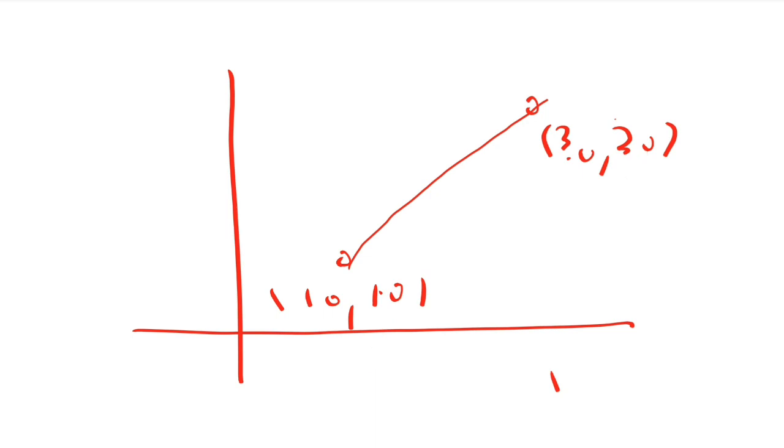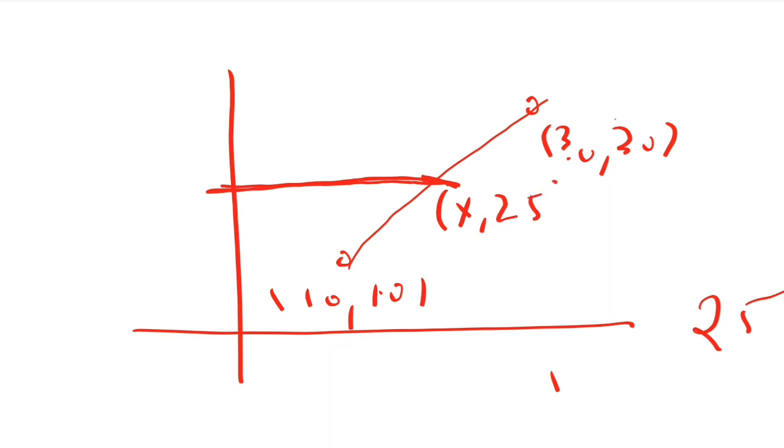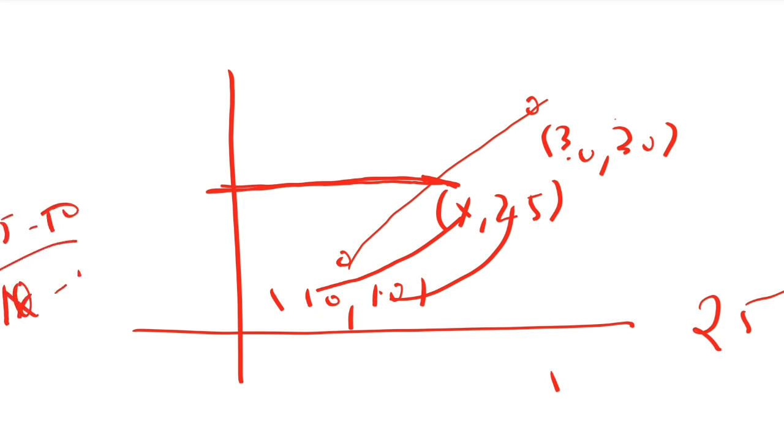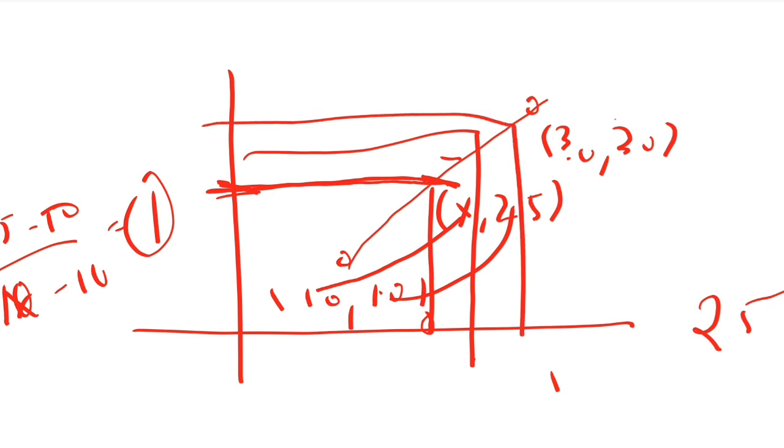Now if I have to find out a point here, I know the y value. Y value is 25. And x value I don't know. So this point I can represent as x comma 25. So what I can do is 25 minus 10 divided by x minus 10 is equal to 1, because slope is defined like this. So if I know one of the values, I can find out the second value using the slope. At each point I can do the same thing. If I know this, I can find out this.